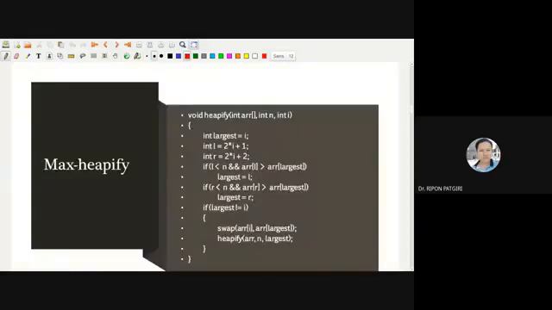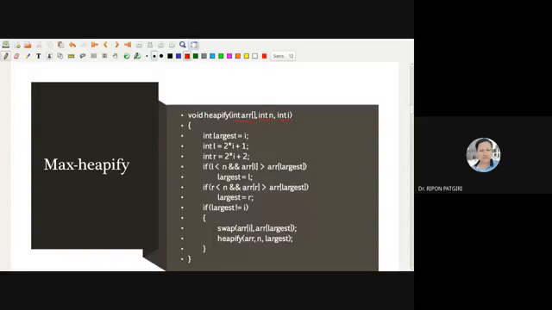Okay, so this is max heapify. We will say heapify, or max heapify or min heapify. Then what will we do? First, given an index I, an array, and a total number N. N is the total number of items or keys.